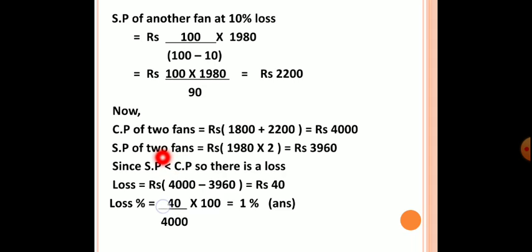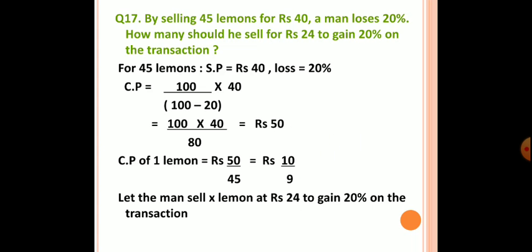As mentioned in the question, the selling price of each fan is rupees 1980. So the selling price of 2 fans is 1980 into 2, which is rupees 3960. As we can see, the selling price is less than the cost price, that means it is a loss. So the loss equals rupees 4000 minus 3960, which is rupees 40. Therefore, the loss percent is loss divided by CP into 100, that is 40 divided by 4000 into 100, which equals 1%.